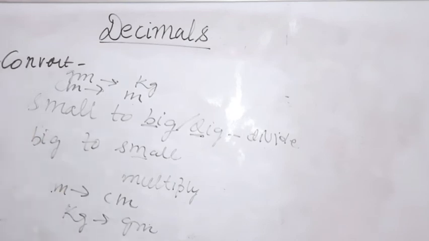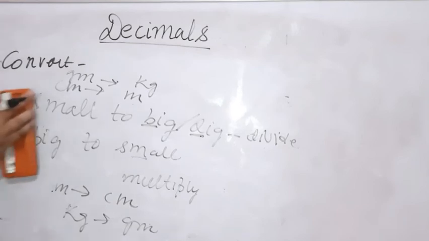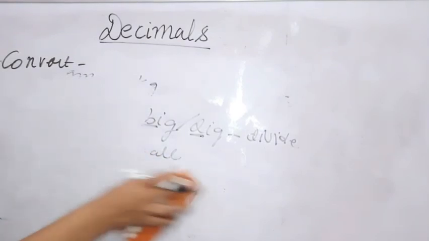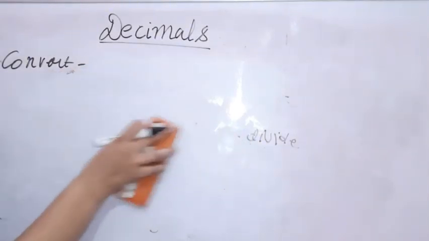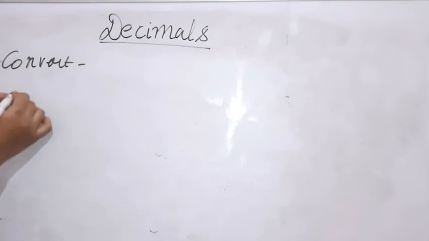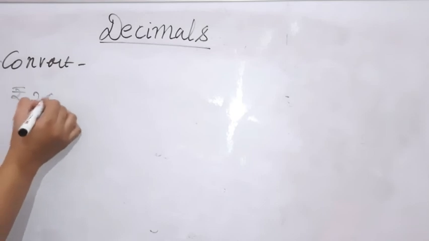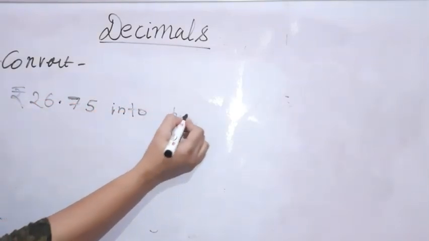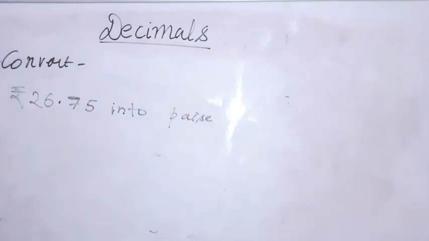Okay students, now I am going to explain you some questions based on this concept. I will be writing the question and you all have to comment down in the comment section what we have to do in this question. Convert rupees 26.75 into paise. Now comment in the comment section what we have to do, multiply or divide.